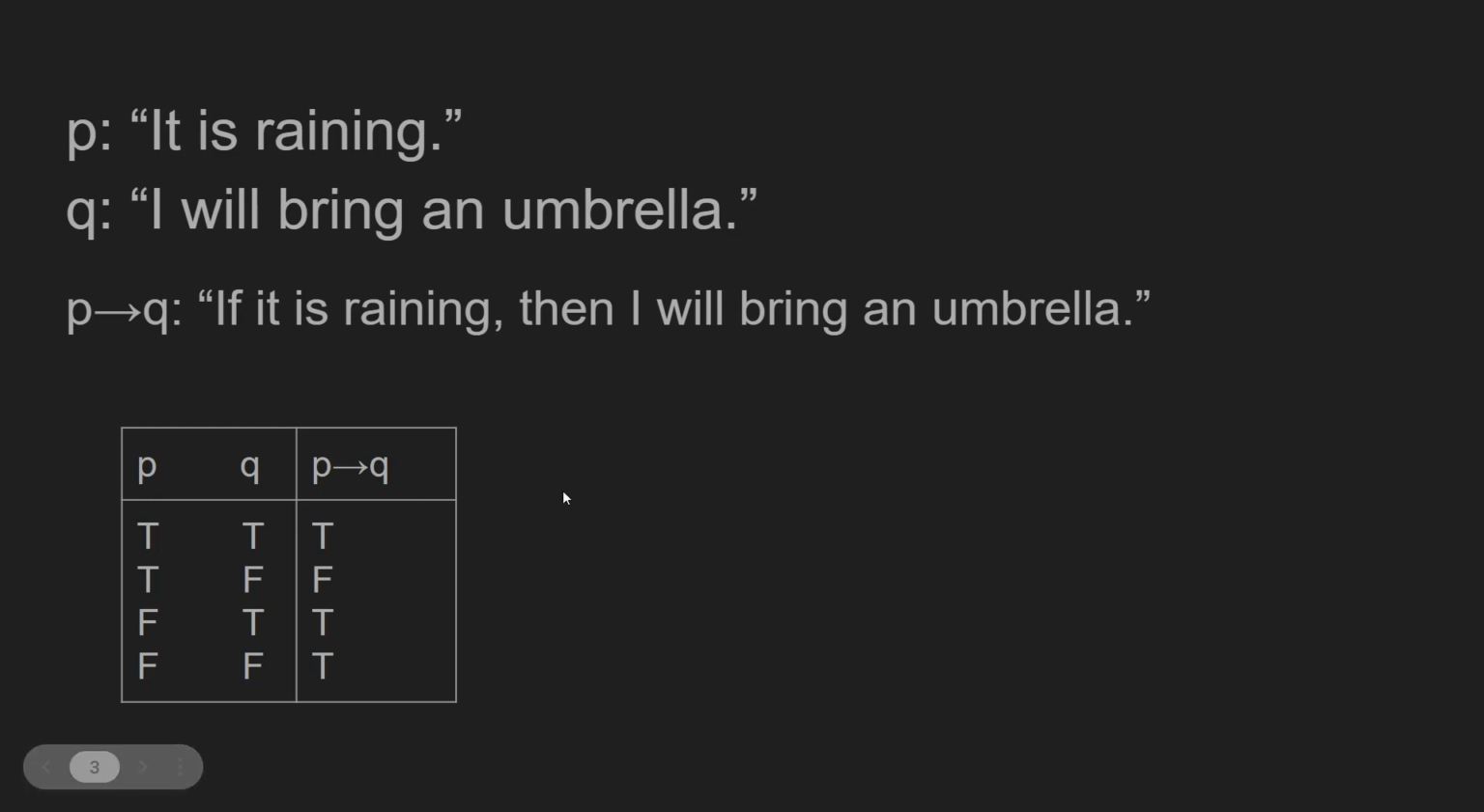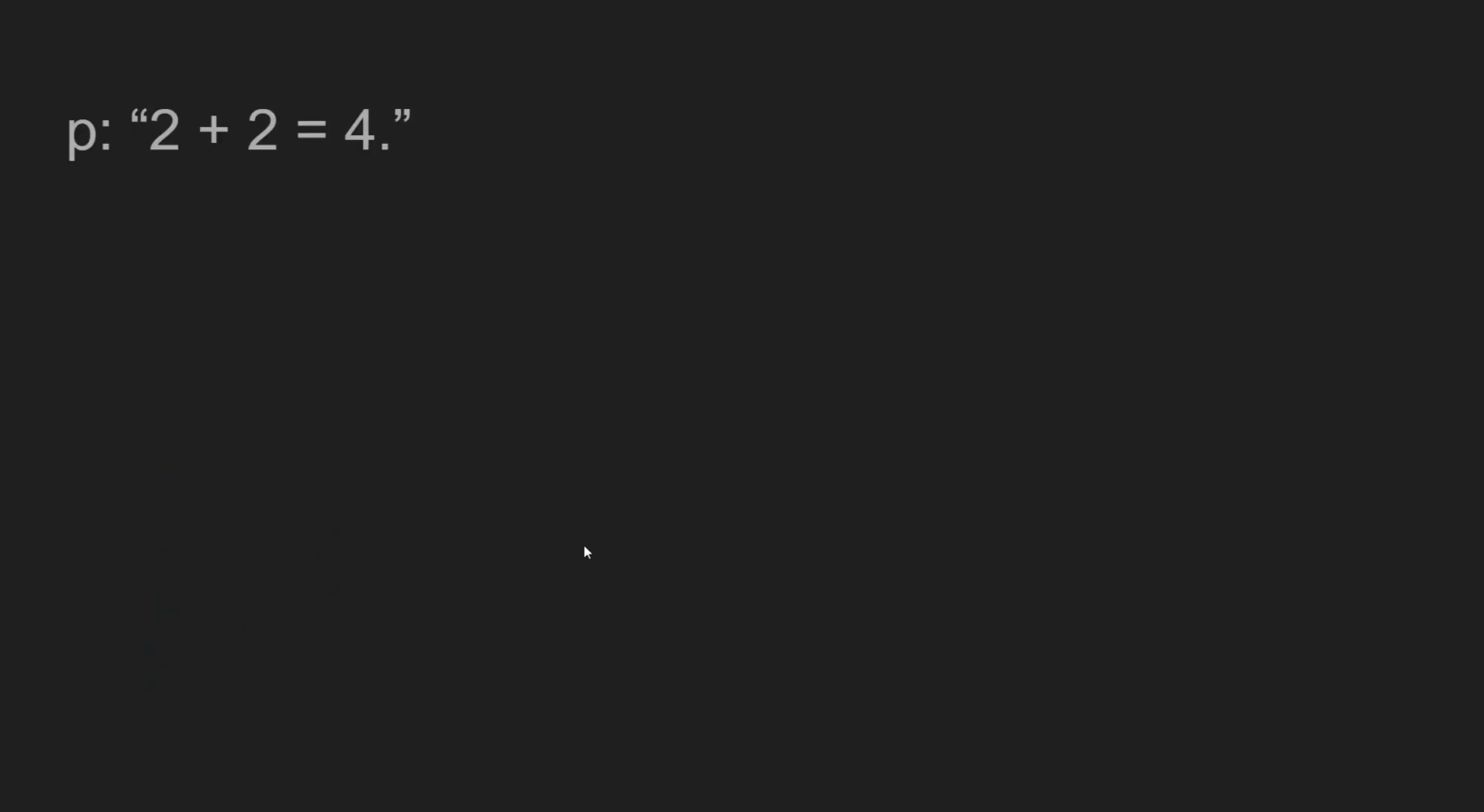Alright, here is the truth table of conditional statement. Look, in the definition we have learned that if P is true and Q is false, then the conditional statement is false. Otherwise, it is true. Just like that. Alright? Next, another example.